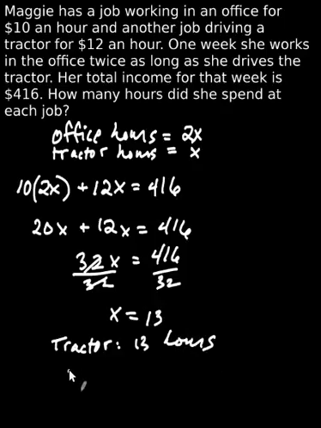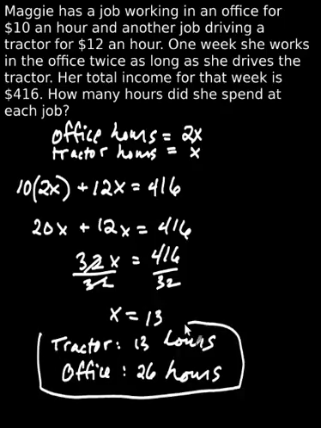And then in the office, how long does she work? Well, in the office she spends 2 times x, but x was 13. So 2 times 13 is 26. So she spends 26 hours in the office. Okay? So if that week she works 13 hours on the tractor and 26 hours in the office, she'll make a total of $416. So this would be your answer.